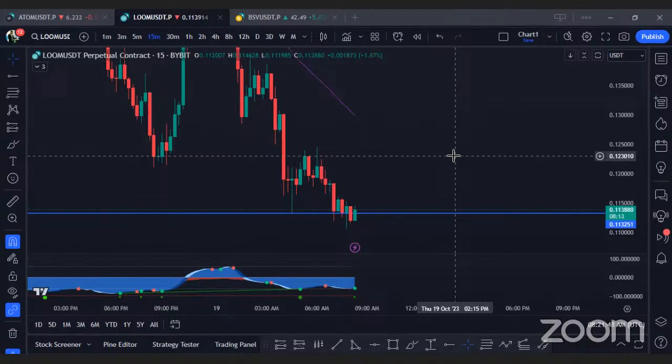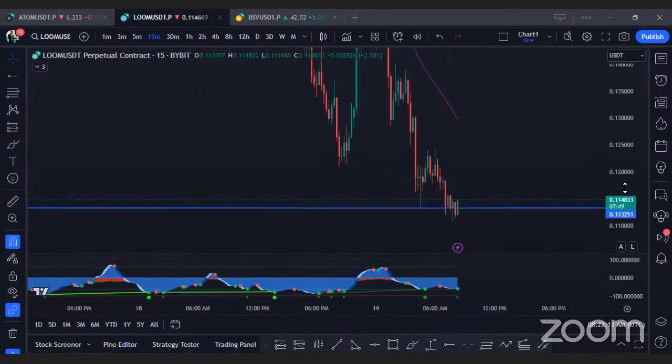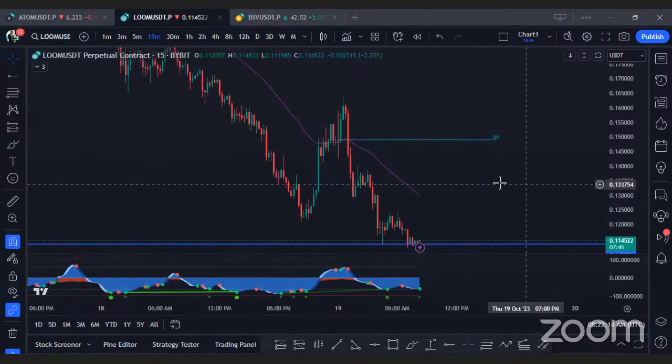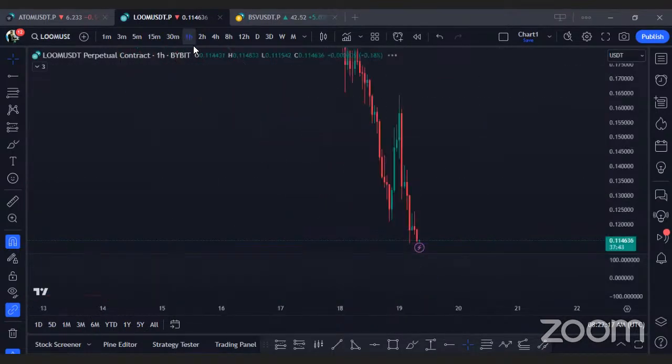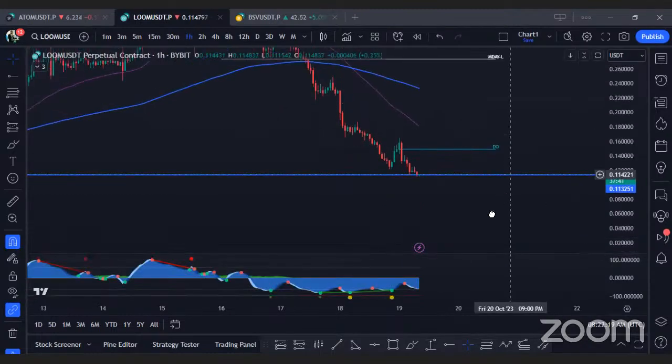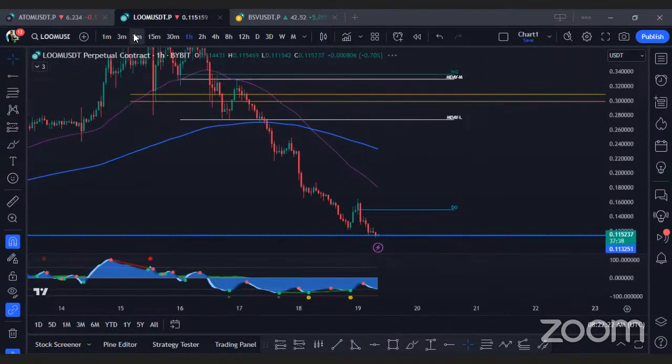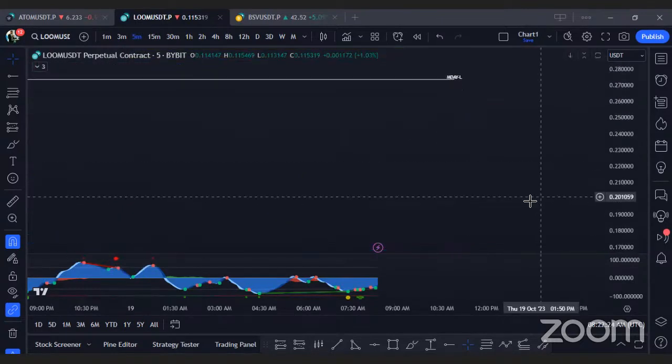Let's target 1000%. Let's do 20 cents. 20 cents is 700%. Let's do 25 cents, guys. If that happened, will you celebrate? Let me see where the 25 cents is. Okay, so I actually entered with market order. Let me put the setup for Loom.